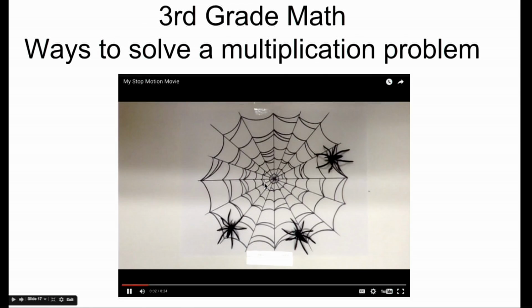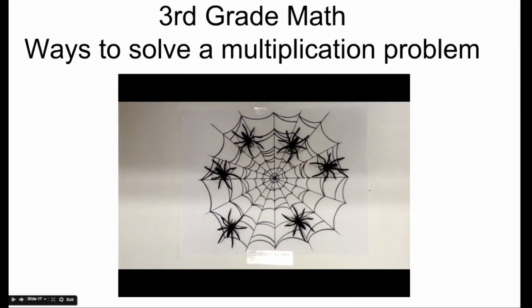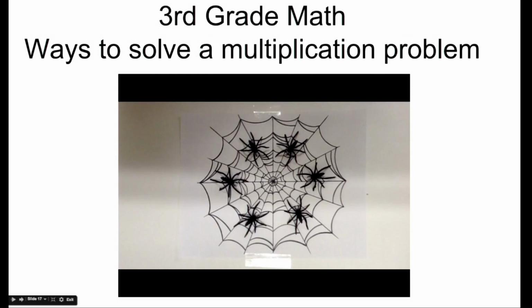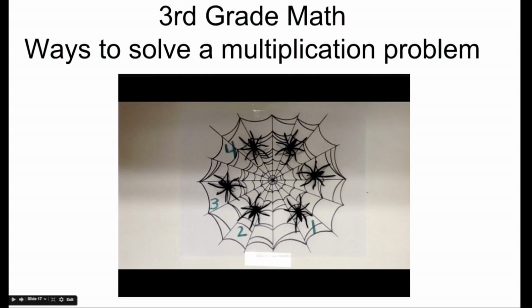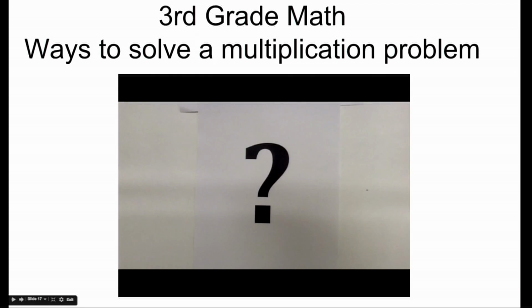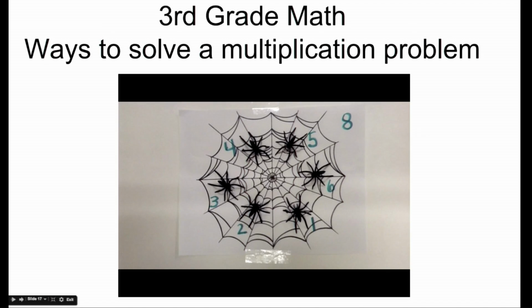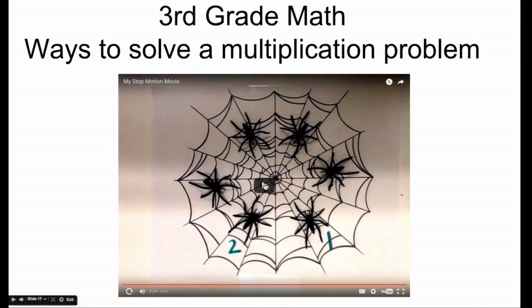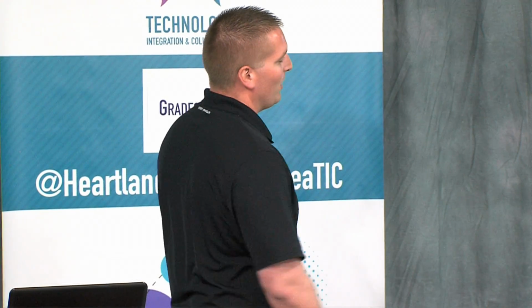There are 6 spiders sitting on a web. If each spider has 8 legs, how many legs do they have altogether? Solve by using repeated addition. Since there are 6 spiders, you would add 8 6 times. You add 8 6 times because there are 6 spiders, and 8 represents the number of legs that a spider has.